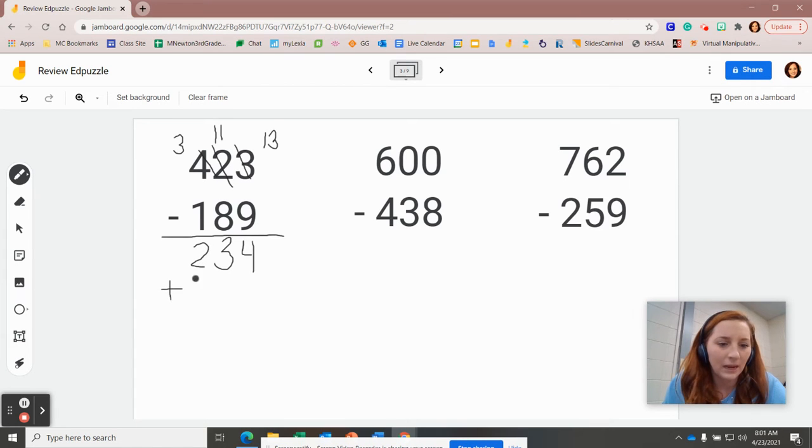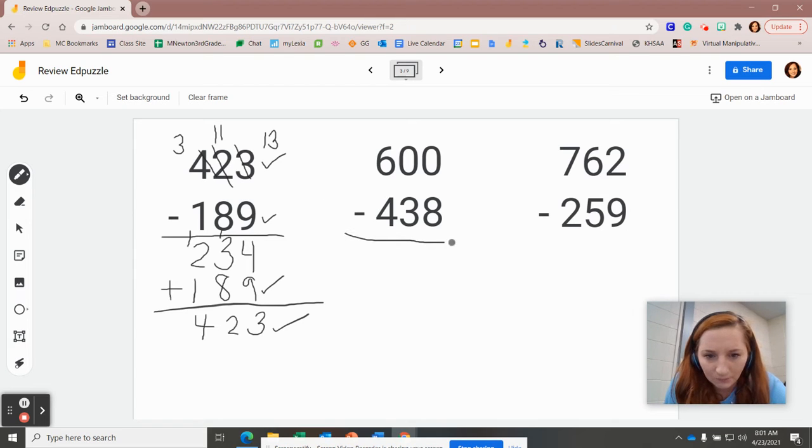I can check my answer by doing 234 plus 189. 4 plus 9 is 13. 8 plus 3 is 11, plus 1 more is 12. 2 plus 1 is 4. So everything checks out. I know my answer is correct.